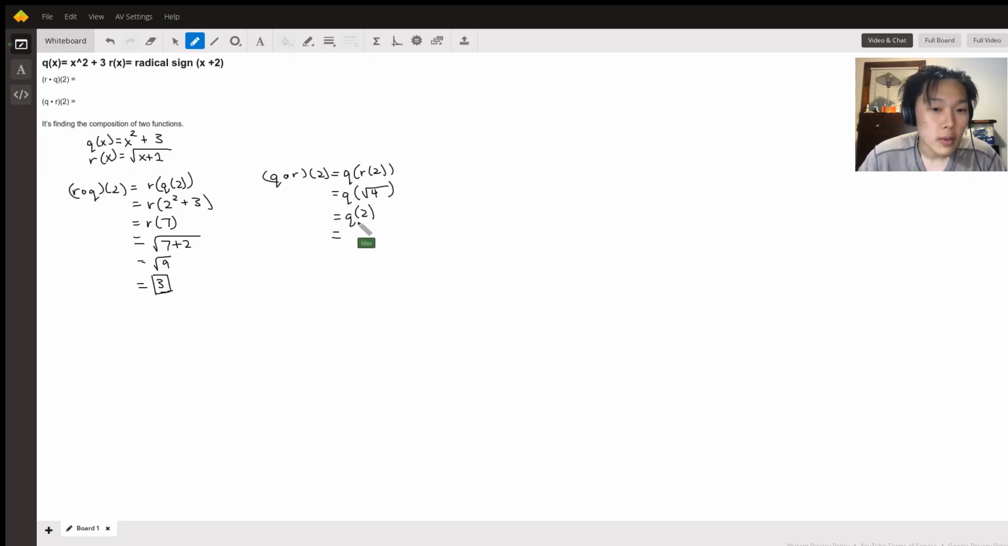And then we note, okay, well, now I have to plug 2 back into what the equation for q is, and that's 2 squared plus 3, which means that this is 2 squared plus 3, and this is 7. So just remember what we're doing with compositions is we first plug it into whichever one is on the right first. Like we first plug it into q, or the one on the right in this case, for example, and then we get whatever number that is by plugging it into this equation, and then we plug that into r.